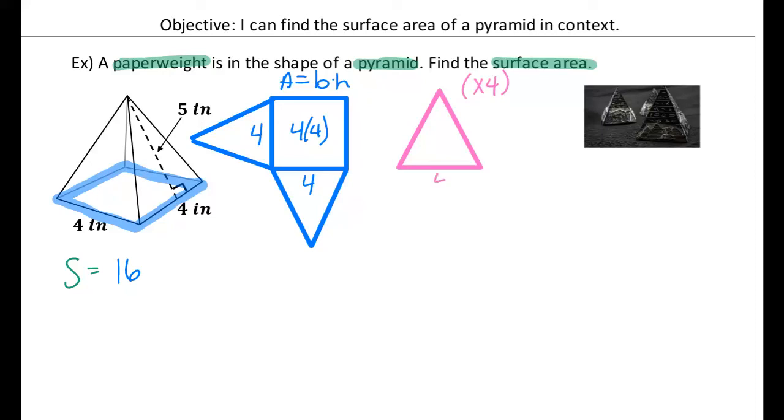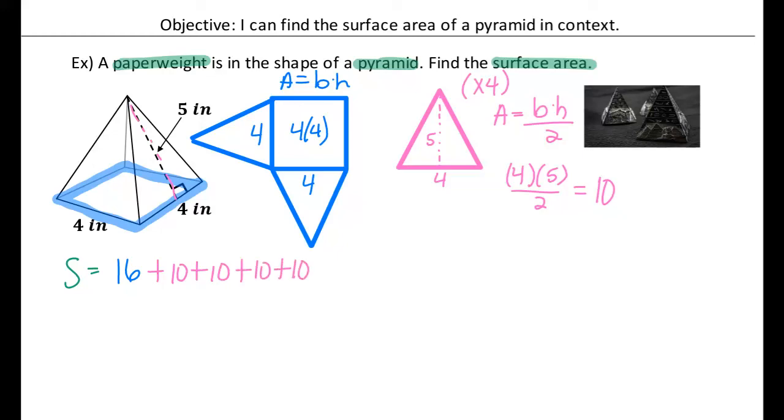So my base in this case is 4, and then my height is going to be this right here, 5. And to find the area of a triangle, you do base times height divided by 2. So to find the area of all four triangles, you do 4 times 5 divided by 2. You get 10, okay? But you have 4 of the same triangles, right? So this time we're going to go plus 10, plus 10, plus 10, plus 10. Or you can just do 4 times 10 gives you 40, and then just add the 16. You could do that also, okay? Or you can do 16 plus 4 times 10, because all four triangles are going to be the same.